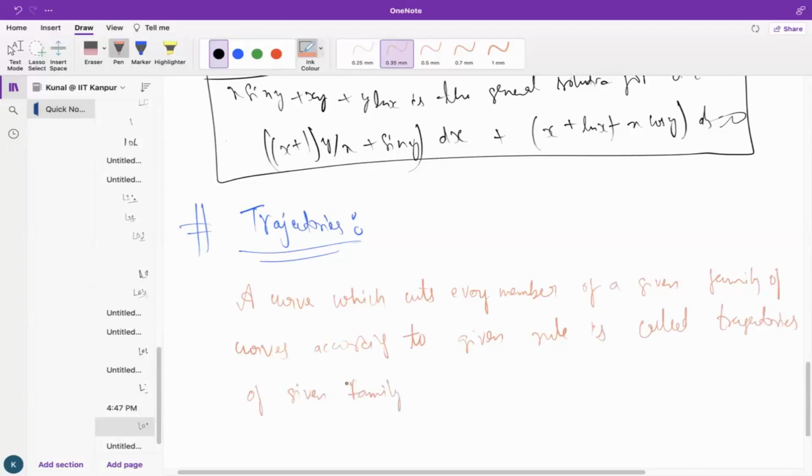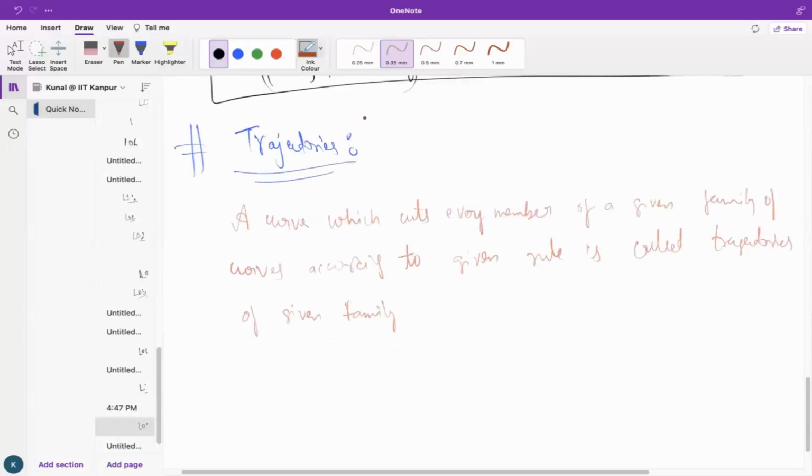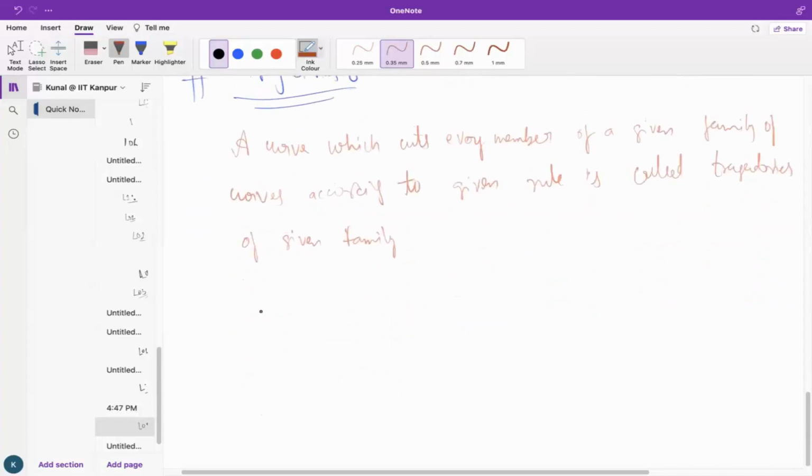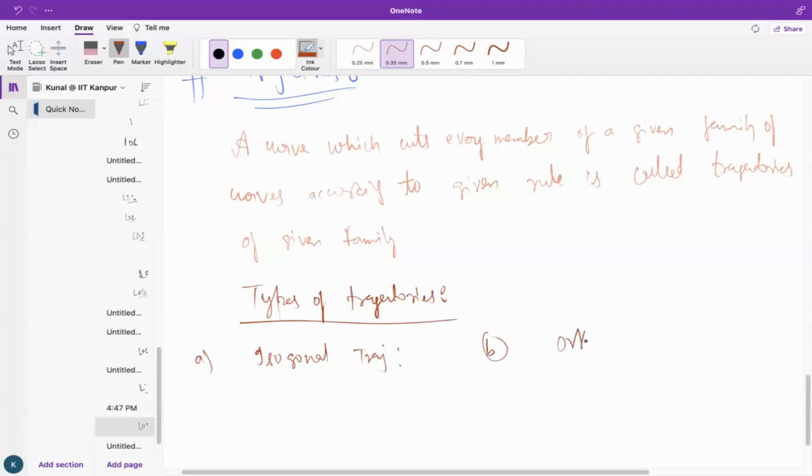I hope this is clear to you. Now we have to find what the types of trajectories are. There are two types. The first one is isogonal traj and the second one is orthogonal traj. Traj is the short form, the abbreviation of trajectory. So try to remember it. Okay.